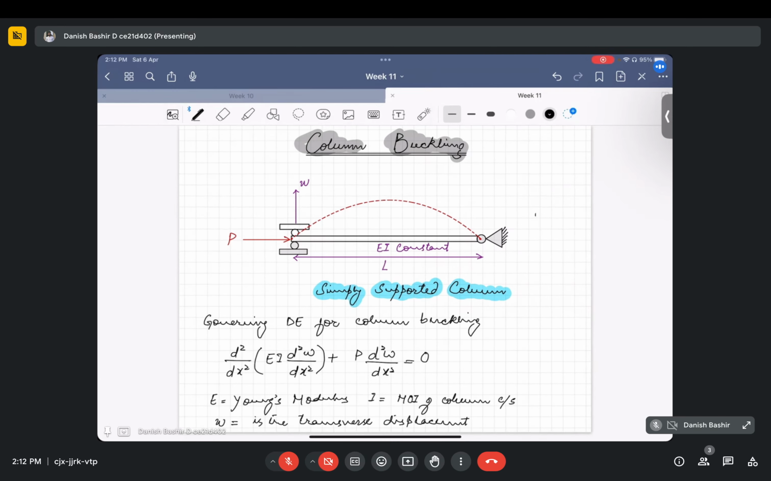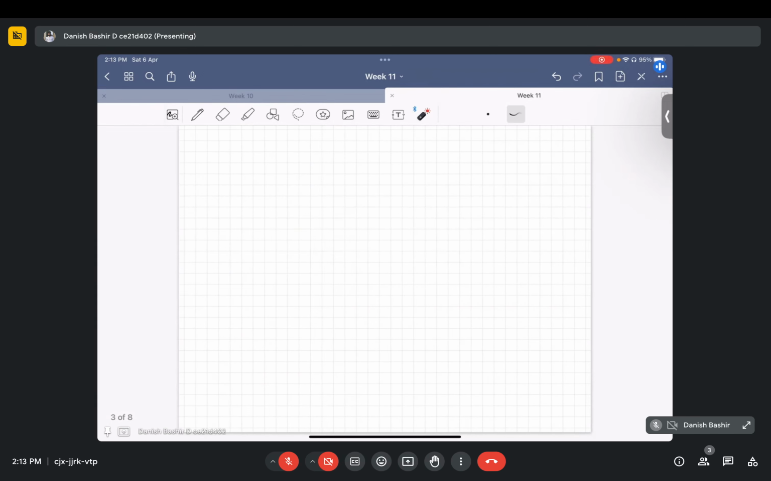Okay, all these things are there. So if we are considering our EI to be constant here, then this EI can be taken outside of this differential, and we can have an equation like this. We will have EI taken outside, d power 4 W by dx power 4 plus P times d2 W by dx square is equal to 0.